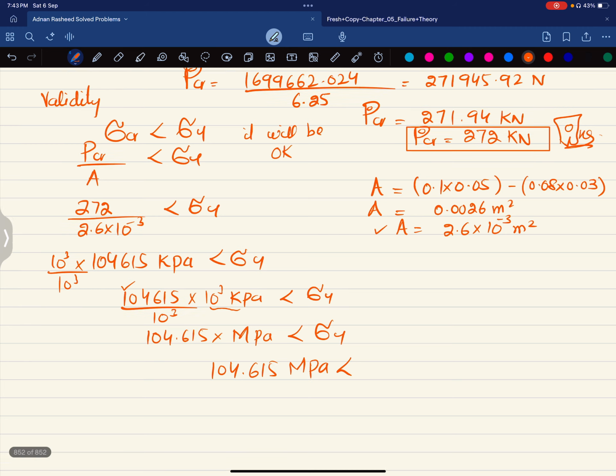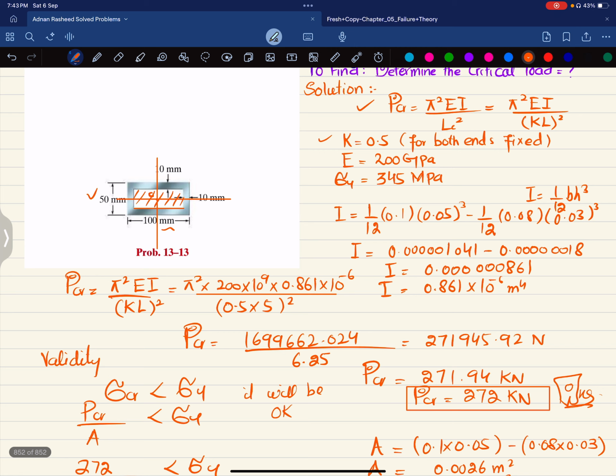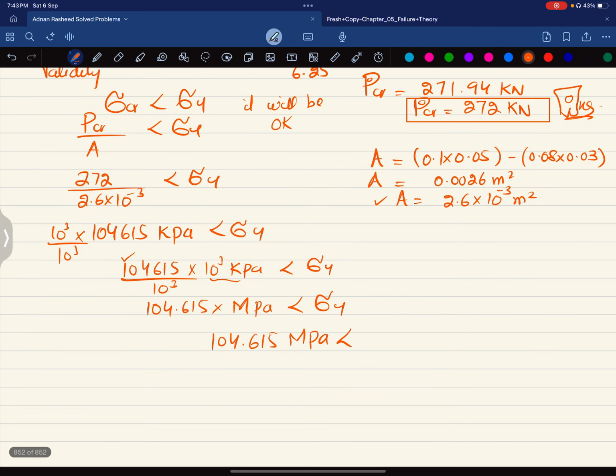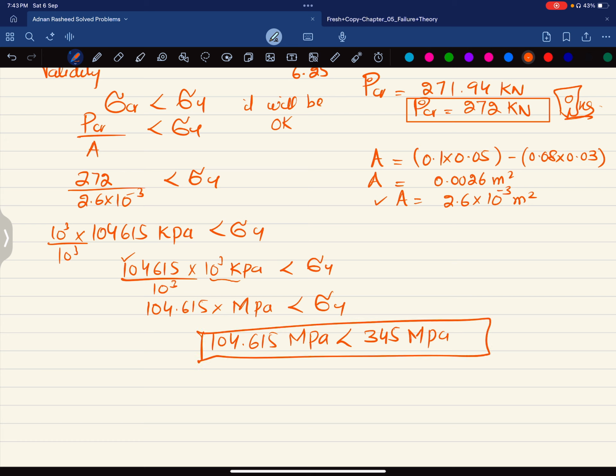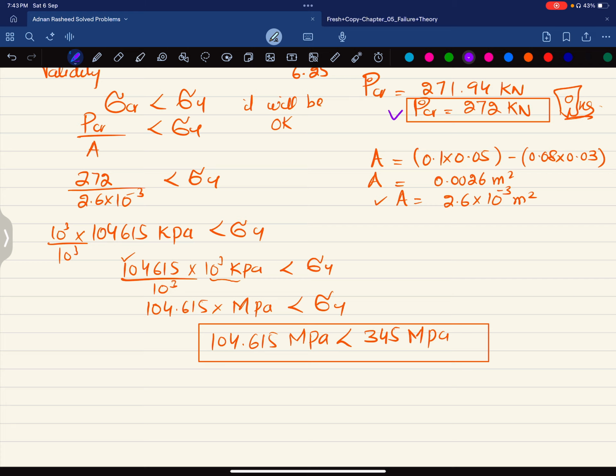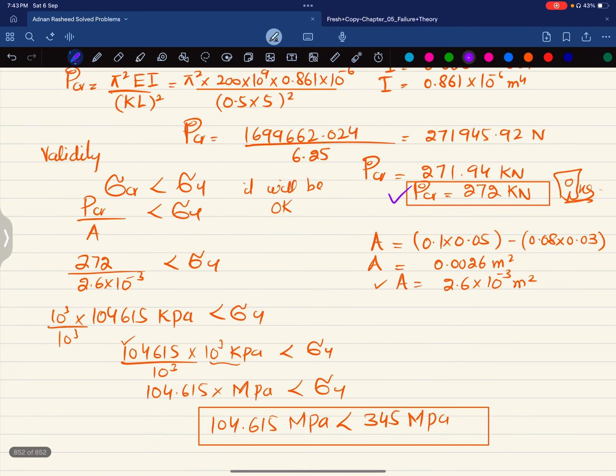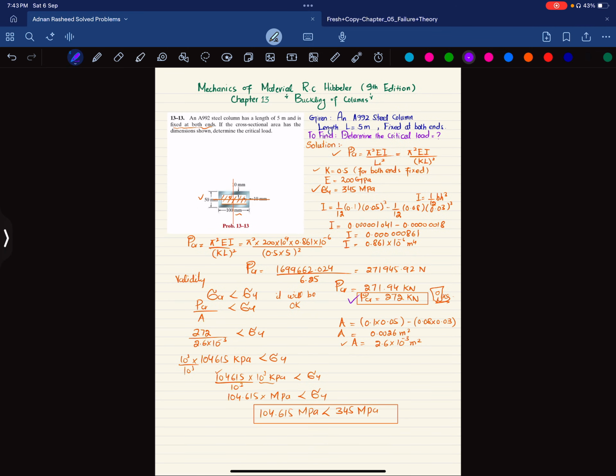And the yield stress we have taken from the property table is 345 megapascal. So it means that the maximum allowable critical load is okay, and it should be 272 kilonewton. And this was all about this problem 13-13.